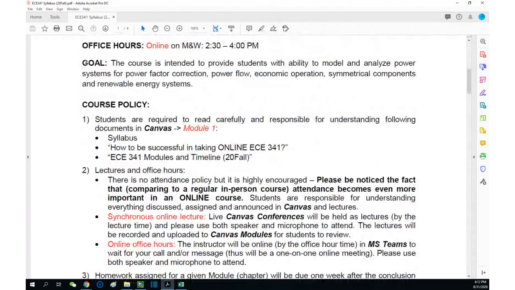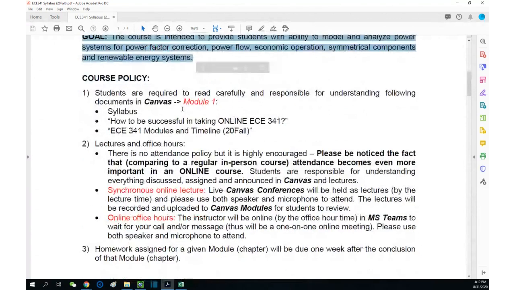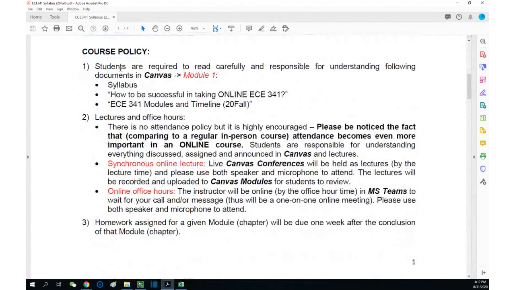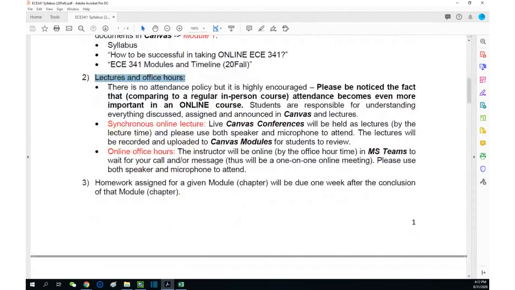Learning goals are listed here. Please read through. The course policy here, the first one is emphasizing the module 1 we just mentioned. Just become familiar with the details about the course out of these 3 materials. And regarding the lecture and the office hours, for the lecture, there's no attendance policy. But it is highly encouraged.